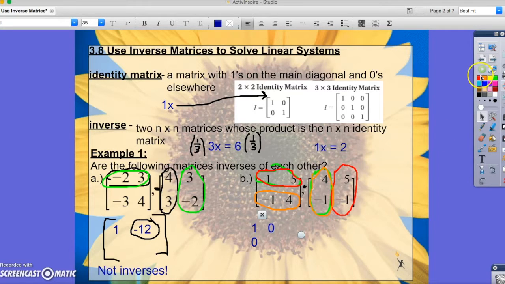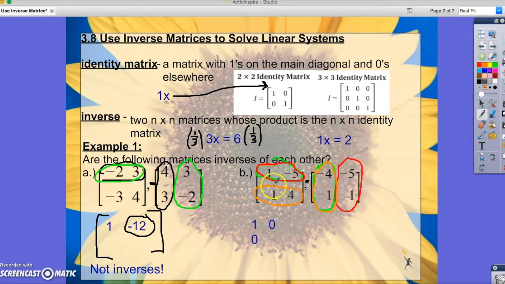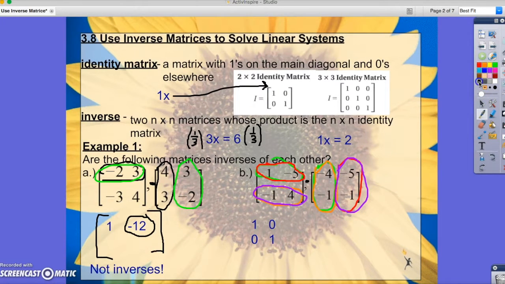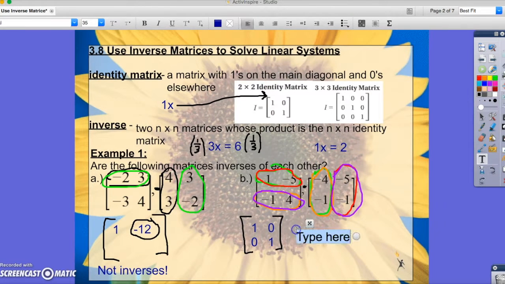All right. And then last but not least, we'll do this with this. -1 times -5 is 5 minus 4. 5 minus 4 is 1. So yes, in fact, letter B, you see I get the identity matrix when I multiply these together. So these are inverses of each other. So let's write that down, inverses. And that's my answer.